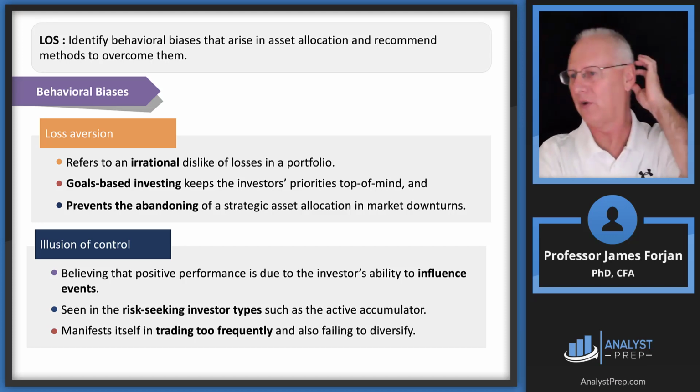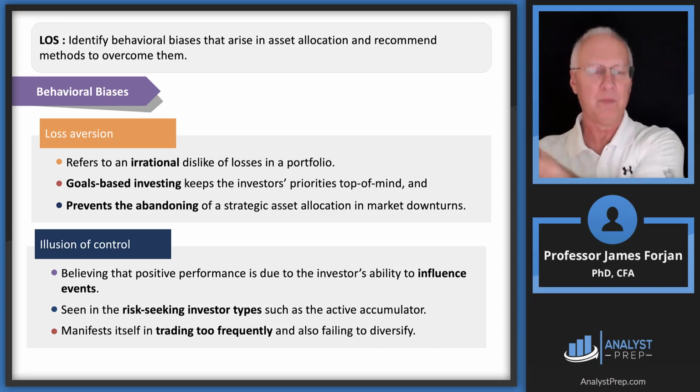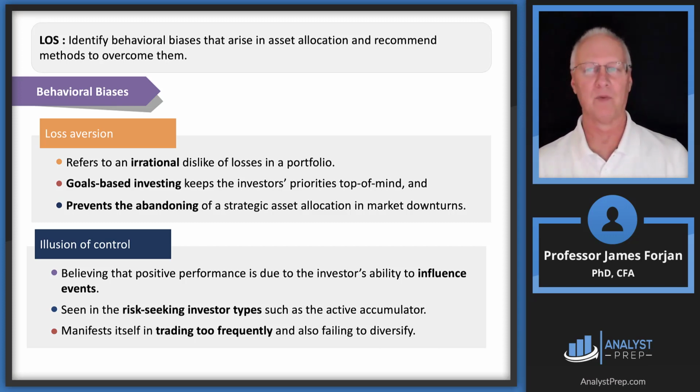so that after, what did I say, 5 years old? So in 13 years, when that child turns 18, that client is pretty much, I don't want to say guaranteed, but pretty much guaranteed, I'll use that word anyway, to have that, 400,000 or 300,000, whatever that amount is. That's goals-based investing. So what does that do? It prevents abandoning of a strategic asset allocation in market downturns.